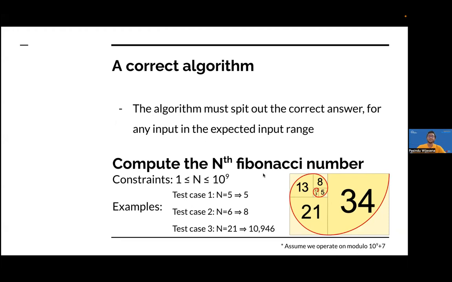It's not going to fit. In 4 bytes, the maximum you can do is 2 to the power 32. But this number is very huge. Not this number, the 10 to the power 9th Fibonacci number.